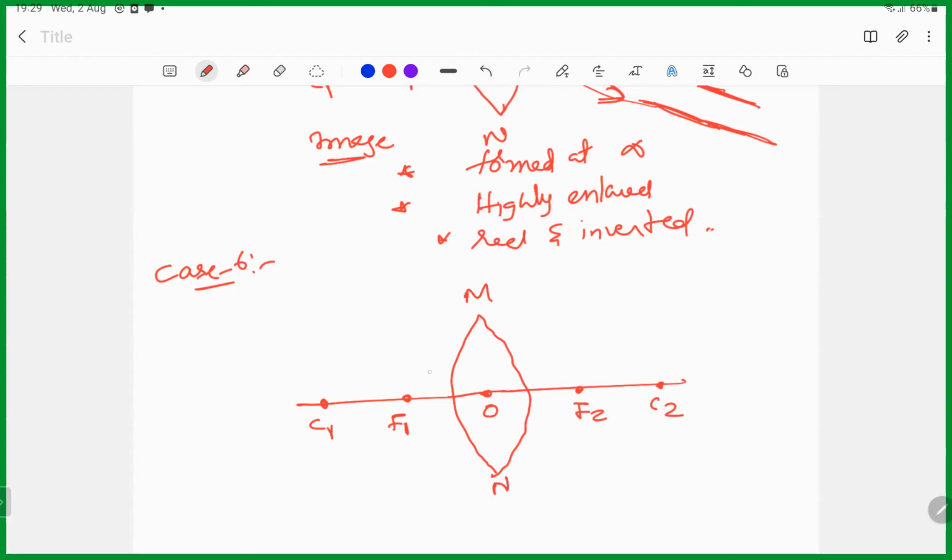Now the object is at A. One ray is passing through the optical center, and the other is parallel. They will diverge, right? You can see this one is going upward, this one is going down. They appear to meet at some particular point.